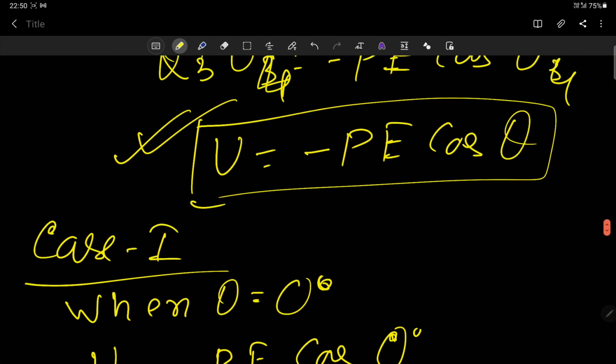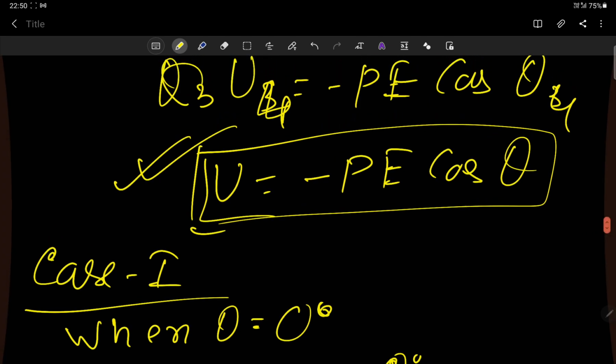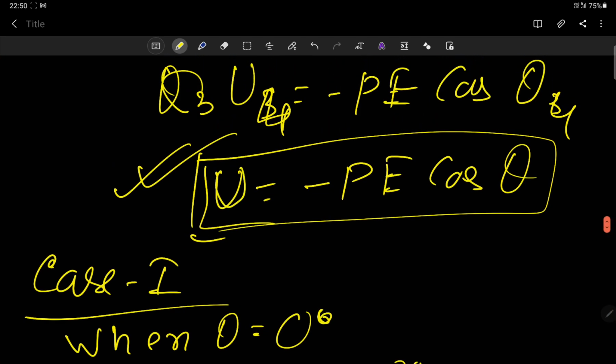Look, from this equation, what is the equation of potential energy? Minus P E cos theta. Now P is a constant and E is a constant. First tell me when this potential energy will be maximum and when it will be minimum. In this equation, P is a constant, you cannot change P. E is a constant, you cannot change E. What you can change is only theta, so cos theta. What is the maximum value of cos theta? Plus 1, and the minimum value of cos theta is minus 1, correct.